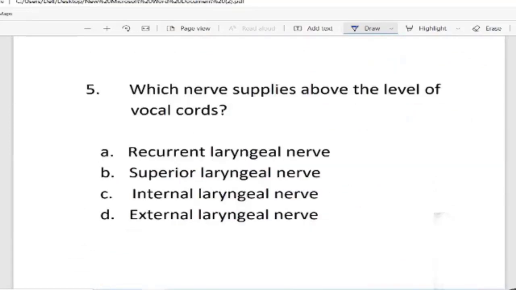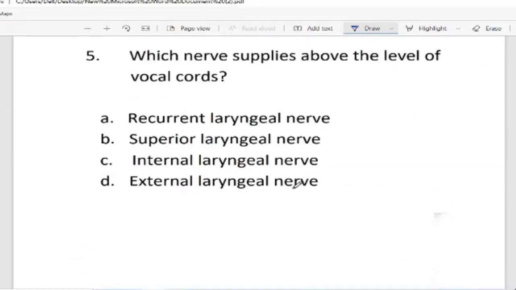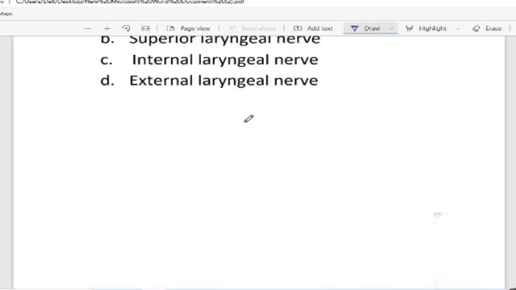Question number 5. Which nerve supplies the area above the level of the vocal cords? Very easy. Very, very easy. We all know, suppose I draw a diagram, a sagittal section.